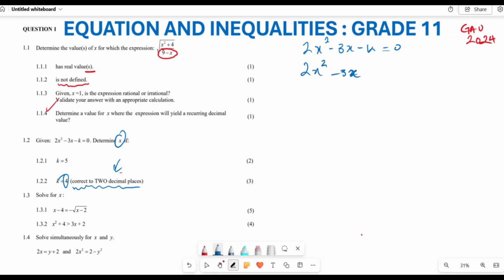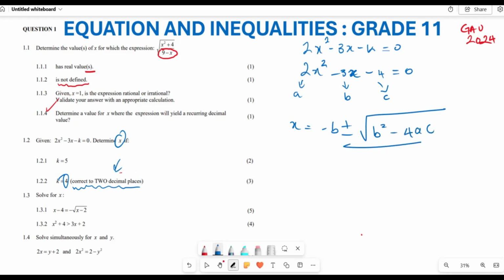So let's see, this is the same as 2x squared, subtract 3x, minus 4 is equal to 0. Now here, according to the equation, this is your value of a, this is b, and this is your c. So which means now you are going to use the quadratic formula, which is x is equal to negative b plus minus the square root of b squared subtract 4ac, divided by 2 into a.